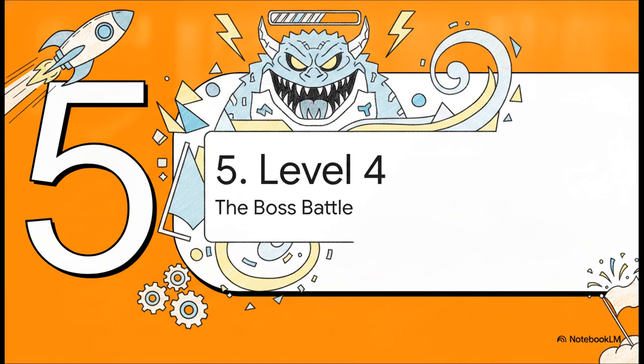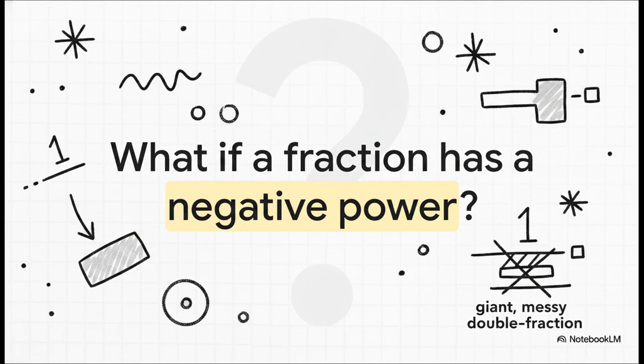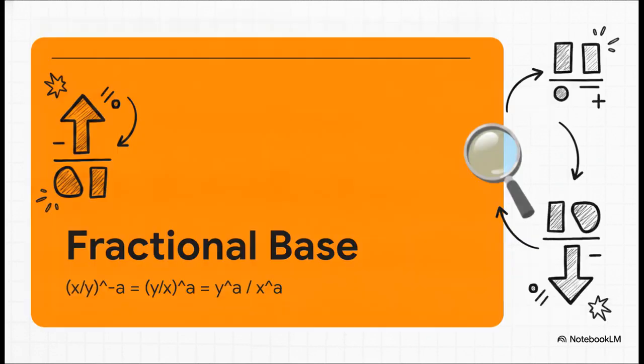All right, section 5. All your skills have been leading up to this exact moment. It is finally time for level 4, the boss battle of fractional bases. I want you to really think about this for a second. We know a negative power flips a whole number into a fraction by putting it under a 1, right? But what on earth does it do to a base that is already a fraction? I mean, how do you put a fraction under a 1 without making a giant, messy double fraction? Well, the answer is actually beautifully simple. In fact, it's one of my favorite math tricks.